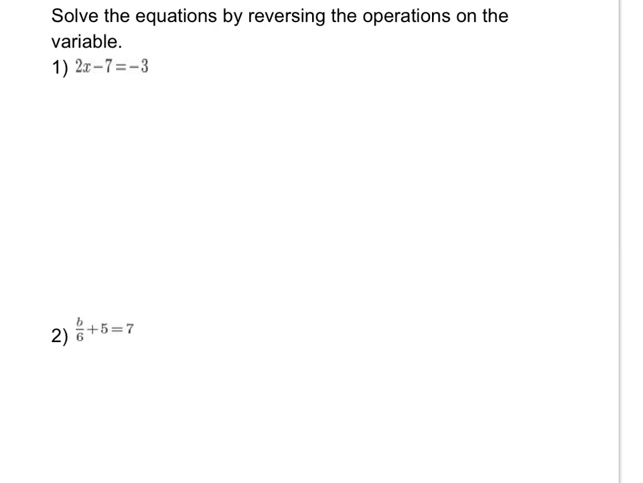By guessing, sometimes you can get the answers to these, just by guessing and checking and seeing what happens. But we want to come up with a way of doing it that's actually going to work all the time. So I'm going to write it down over here so I can show the operations a little bit more clearly. We have 2x minus 7 equals minus 3. First up, we have a 2 here which represents multiplication, and then we have a minus 7 which is subtraction.